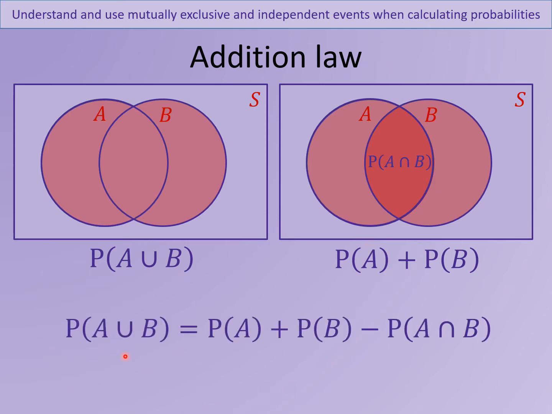And that's where you can get this from. The probability of A or B is exactly the same as adding the probability of A and the probability of B, then taking away the intersect of them both.